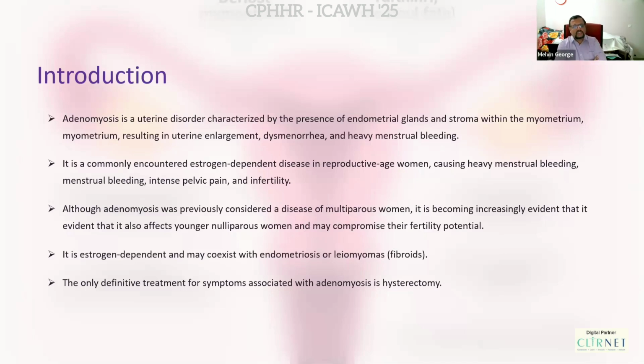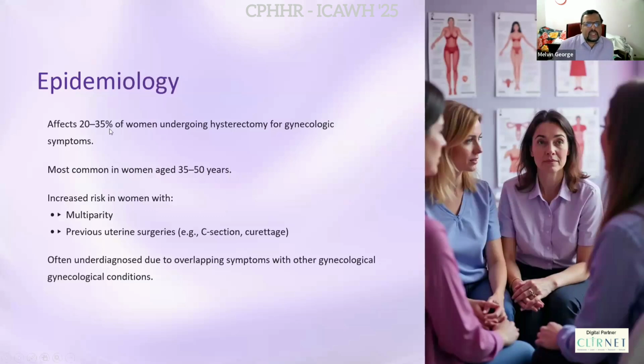As I said, it is estrogen dependent, and sometimes adenomyosis can occur along with endometriosis, or it can occur along with fibroids. The exact treatment for this condition is hysterectomy. But again, hysterectomy is not really a solution because it is occurring in the reproductive age group. A lot of times they have not even completed their family, and hysterectomy has a larger implication, so it is used more as a last resort. If you look at the epidemiology, around 20 to 35% of women undergoing hysterectomy for different gynecological symptoms will have an adenomyosis lesion in the uterus.